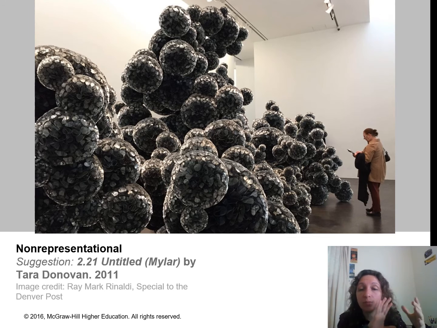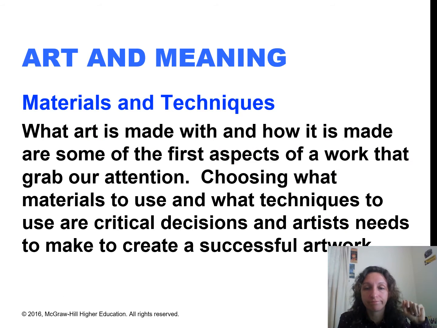So again, the big thing that makes it important is that there's no source material. She is not trying to represent pollen or bacteria. That is not where this artwork is coming from. That's not the source material. And that's what makes it non-objective or non-representational.